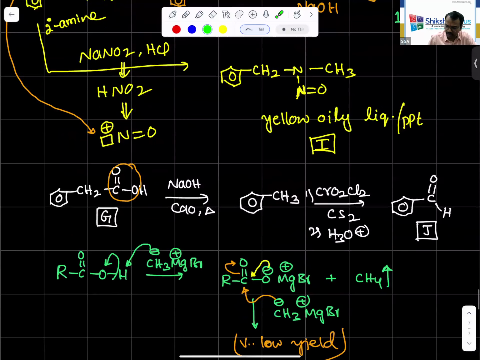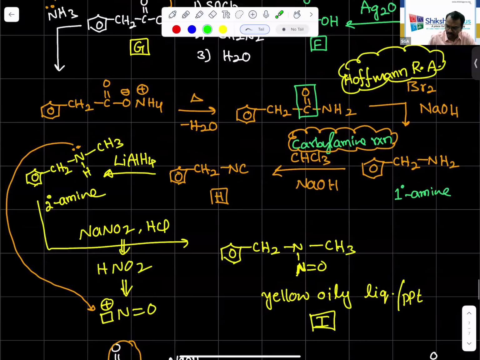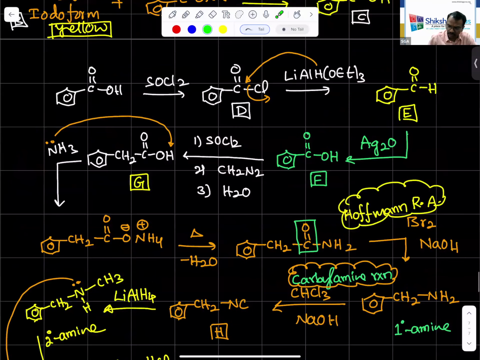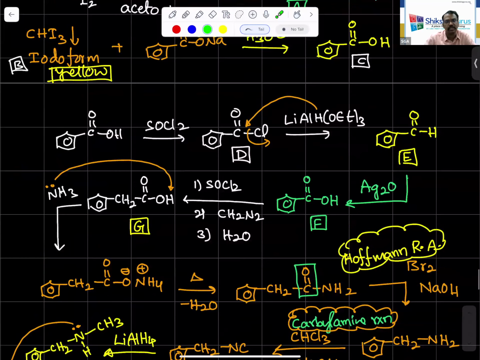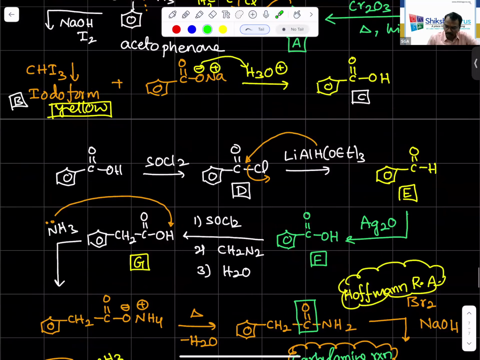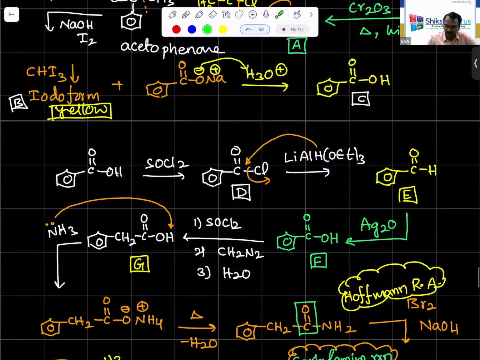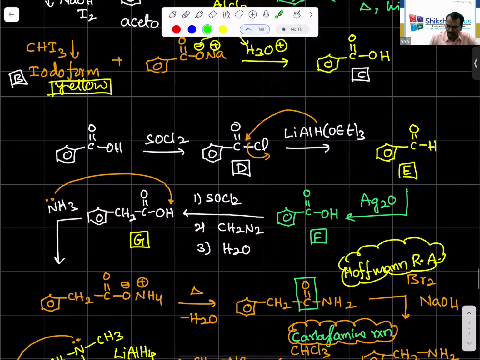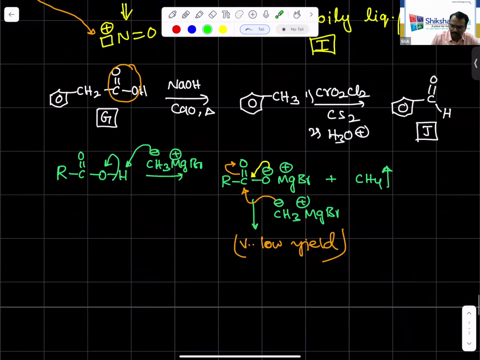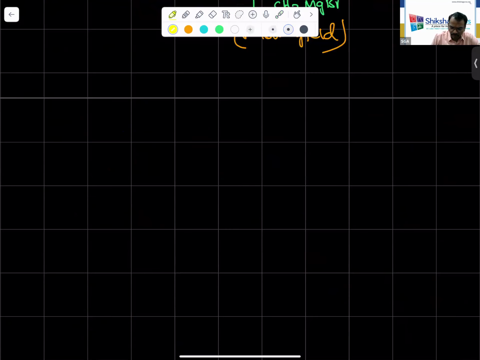Okay, next one is this compound C. It is compound C, benzoic acid. Here also we are not getting any tertiary alcohol. Now what is compound D? It is an acid chloride. Now what is the reaction of Grignard reagent with acid chloride? It is benzoyl chloride, benzene with C double bond OCl.